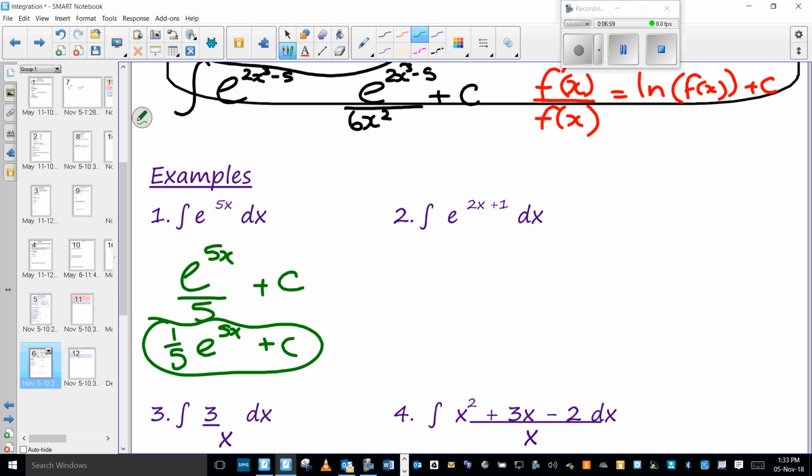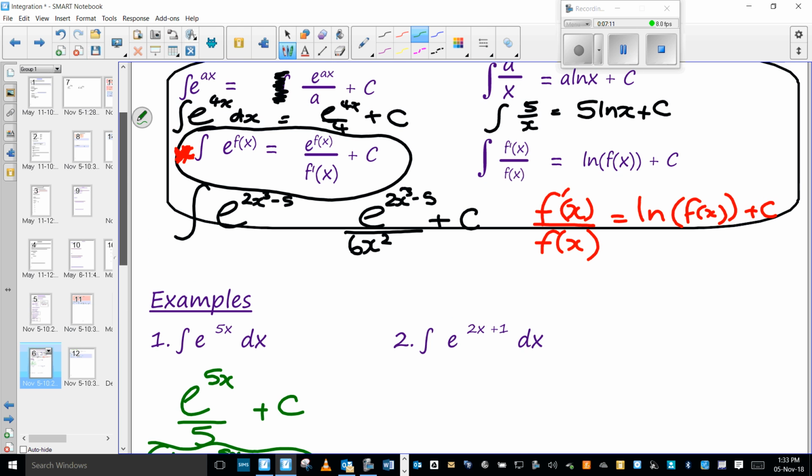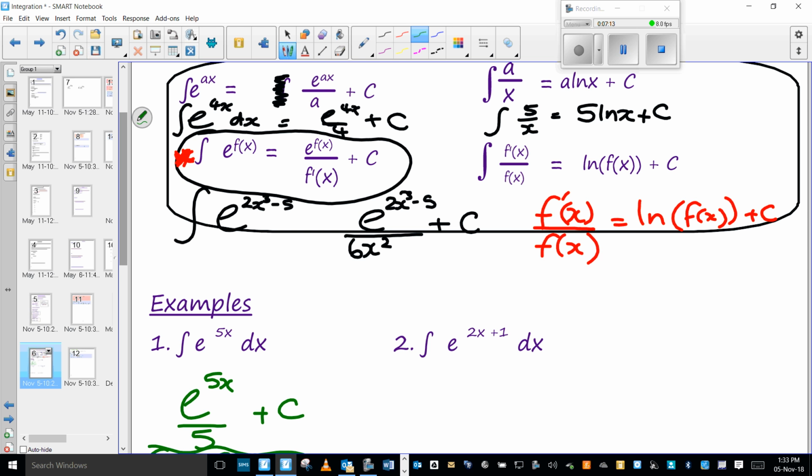Okay, example 2, Ali. Help me out with this one. Okay, so we're going to look at this here, because we've got e to a function. It's not just a number and it's not just x. So we're going to follow this rule. So what's our answer? It's going to be that exact same thing.